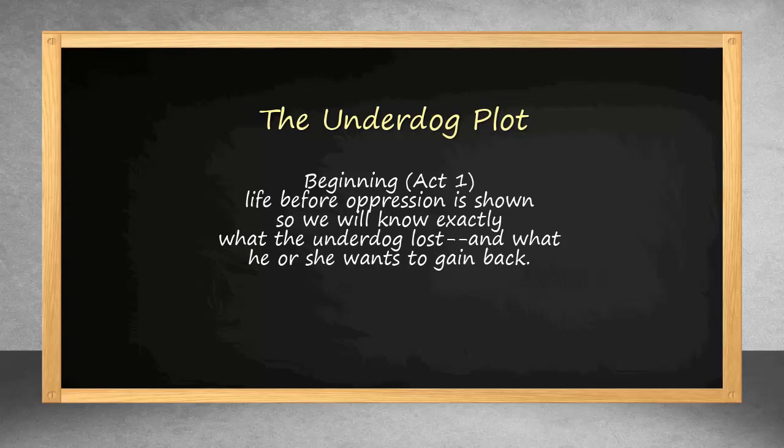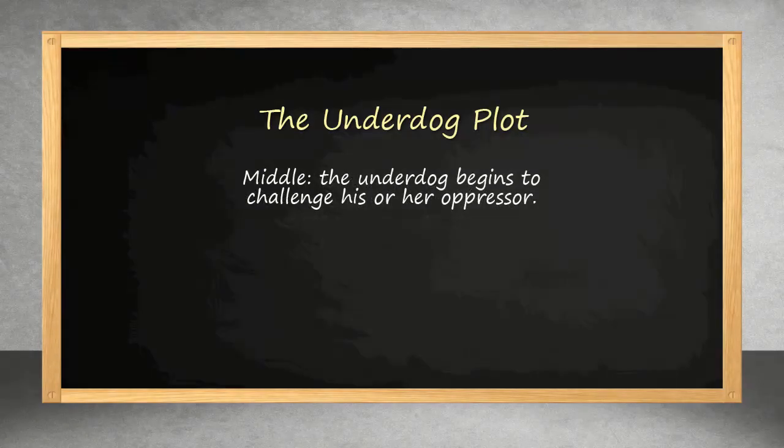The first phase of the underdog plot is usually at the time when we can get a glimpse of the main character's life before they were thrust in this unfavorable condition. The second phase begins when the protagonist challenges her rival, or his rival, and tries to reverse the descending force in the first dramatic phase.